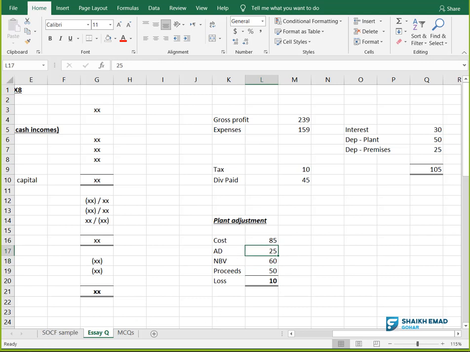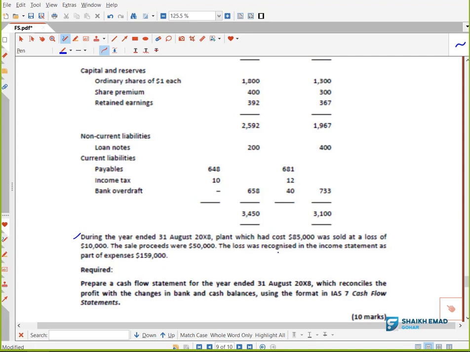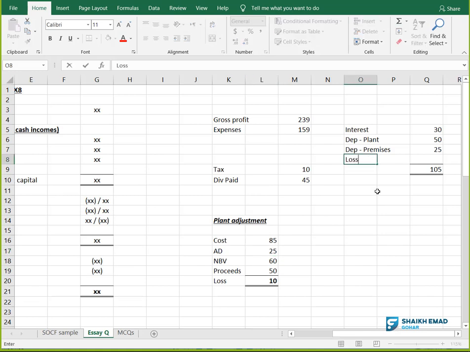Now they said that this 10,000 is recognized in the income statement as part of expenses of 159. Okay, good. So that is also there. I can write here there is a loss on disposal of 10. So basically we know 115 of the expense out of this 159. Already we know this. I hope you people got the point. Okay. Remaining maybe some other expenses we don't know. We don't care while making the cash flow. Please write yes in the chat box if everything is okay till now.